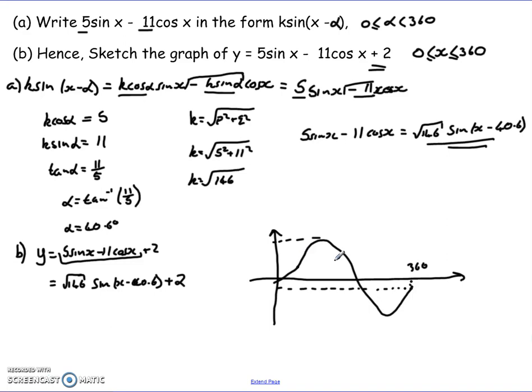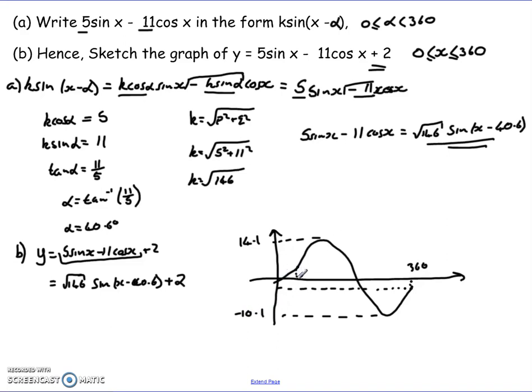So now we have to mark on our key bits of information. Well, we know we stretched it, so our height went up to the square root of 146 and down to negative square root of 146, but the plus 2 has shifted those up by 2. So our 12.08, which was our maximum, goes up to about 14.1 now. And our one which is down here at negative 12.1 goes up to about negative 10.1.